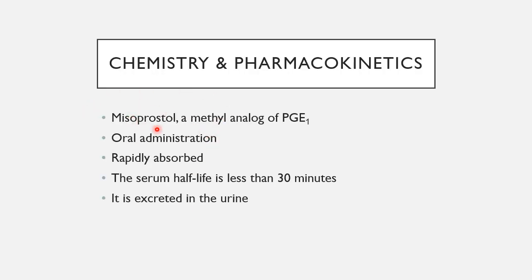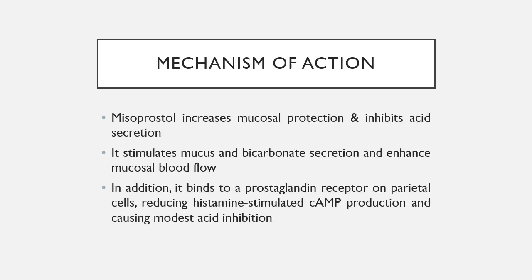Misoprostol is the drug used, and it is a methyl analog of prostaglandin E1, which is a housekeeper prostaglandin. It is cytoprotective. It is given orally, it is rapidly absorbed, serum half-life is less than 30 minutes. It also has to be given 3 to 4 times a day, and it is excreted in the urine.